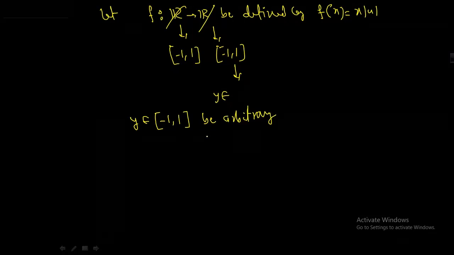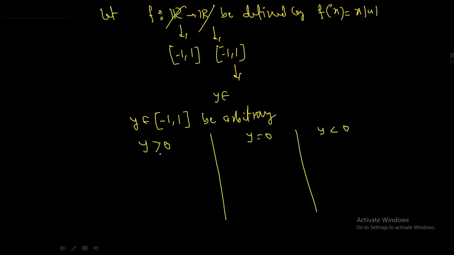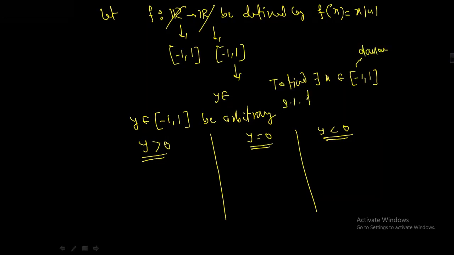There are three possibilities. Either y will be greater than 0, or y will be 0, or y will be less than 0. If y is greater than 0, now to find, there exists x belonging to [-1, 1], that means the domain, such that f(x) = y is true.